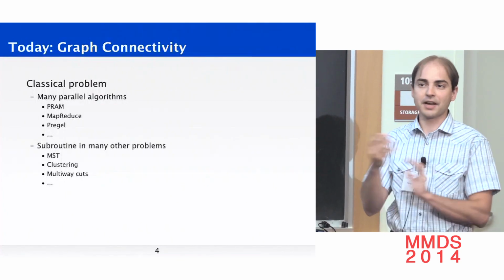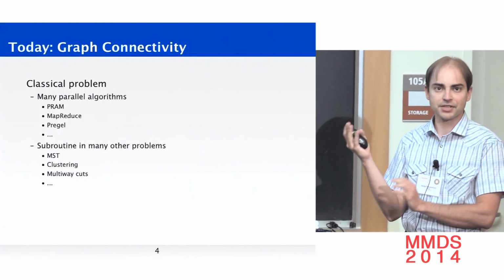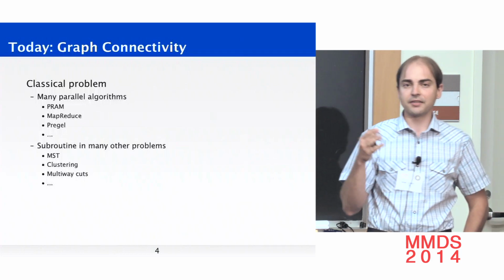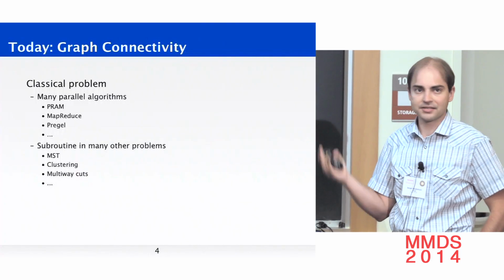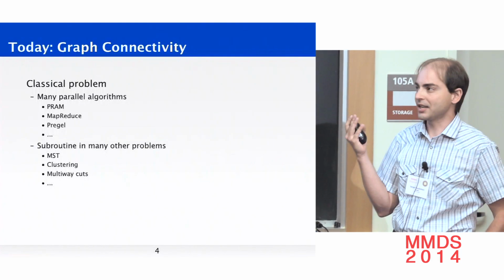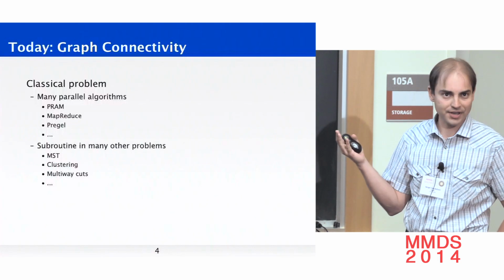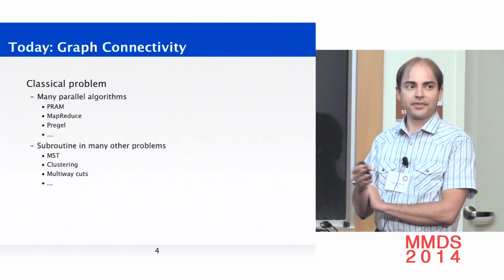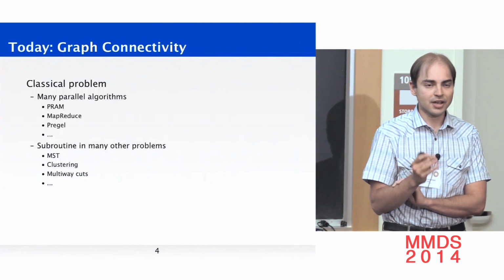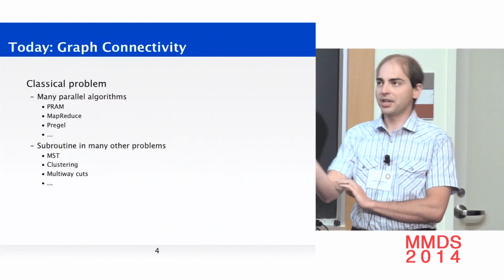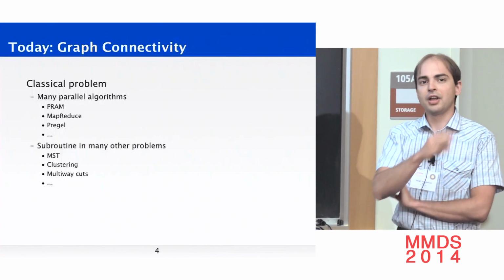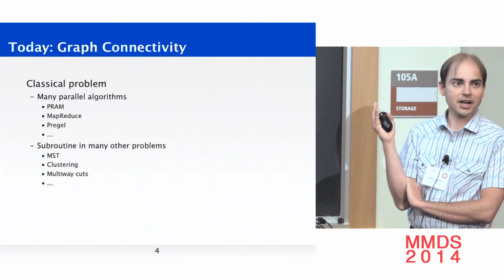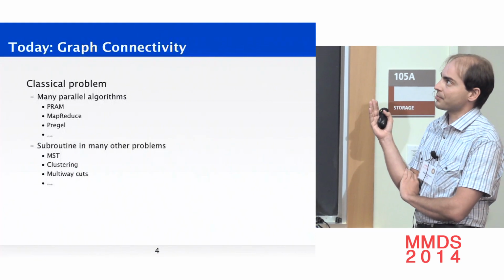If the graph is not very large, we have many different ways of doing it. Even if the graph is moderately large, we'll already have many, many different algorithms. This problem is decades old in computer science and even older than that in mathematics in general. We have algorithms in your favorite model of computation, be it a RAM, a PRAM, MapReduce, Pregel, or asynchronous systems like GraphLab. There's no shortage of algorithms for this problem.